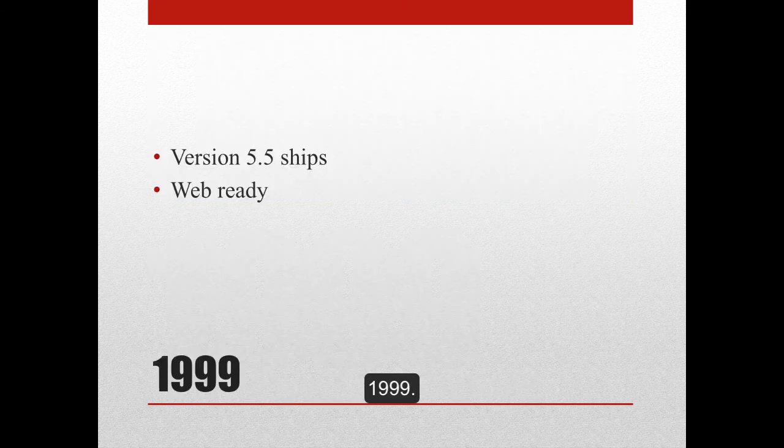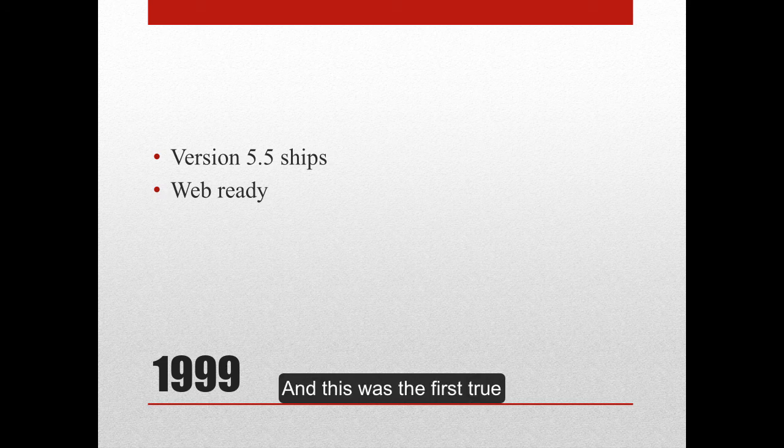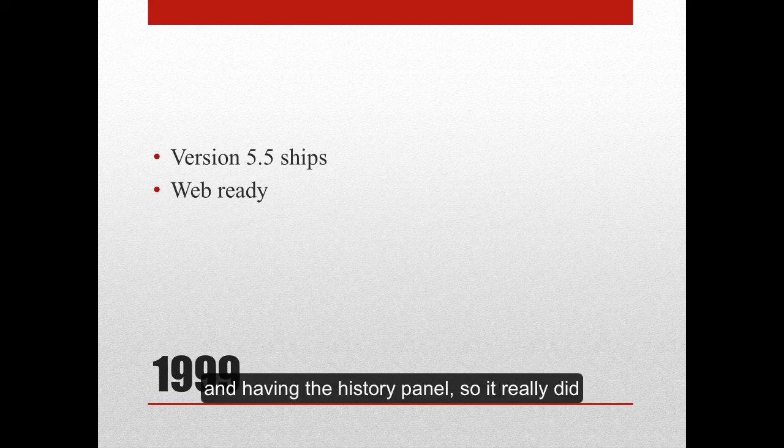1999, version 5.5 ships, and this was the first true web-ready version of the app. So the 1990s brought significant change to Photoshop. We went from really bare minimum to working with layers and having the history panel. So it really did progress throughout those years.